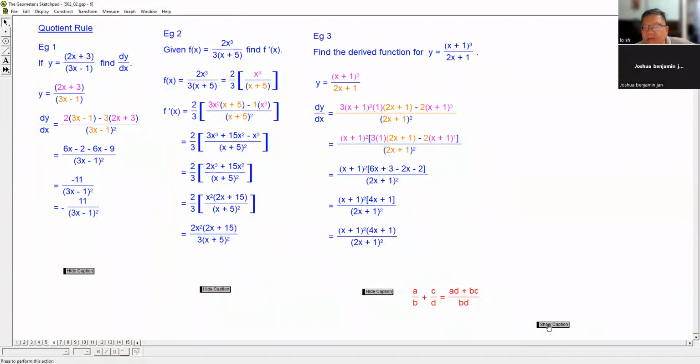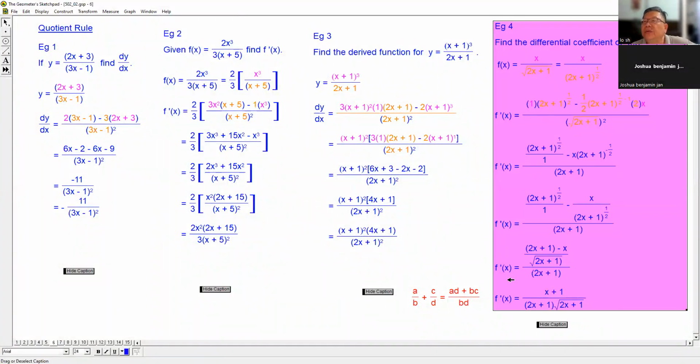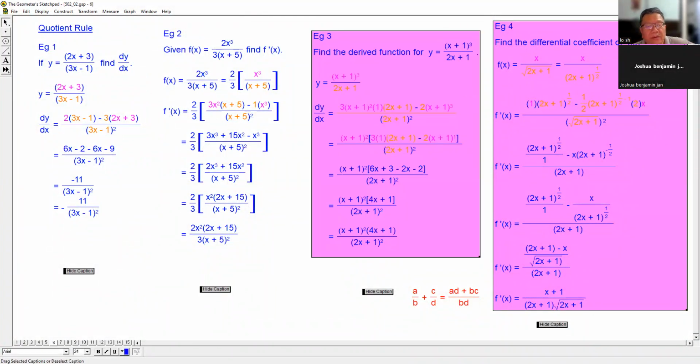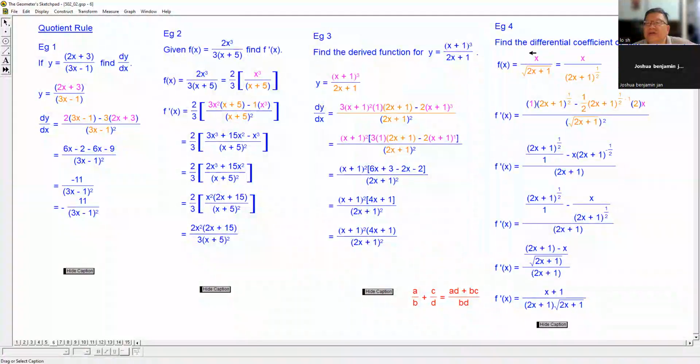Okay, one more example on the quotient rule. The question is this: find the differential coefficient of f(x) equal to this thing. Now, you look at it. This one is the quotient rule. Okay, quotient rule, never mind. We know how to do quotient rule.